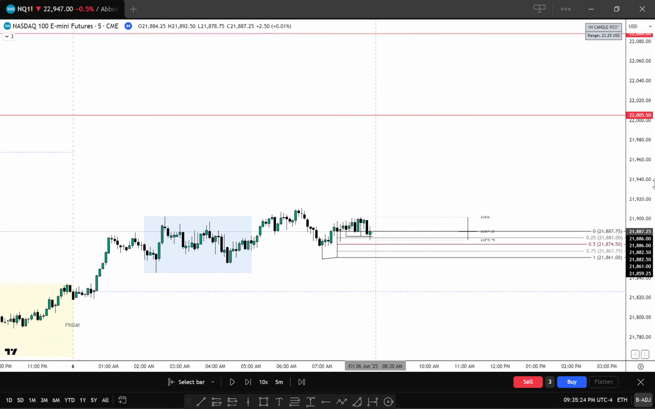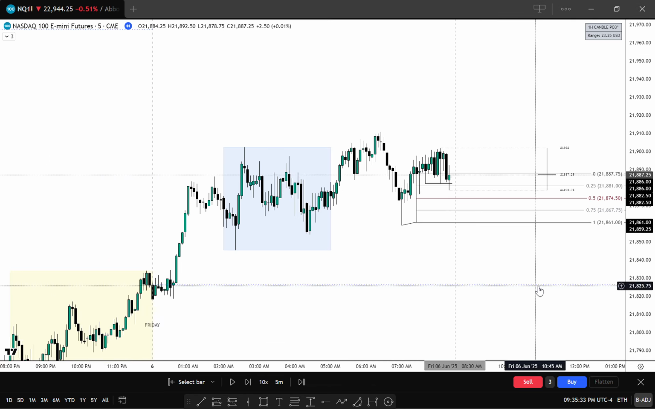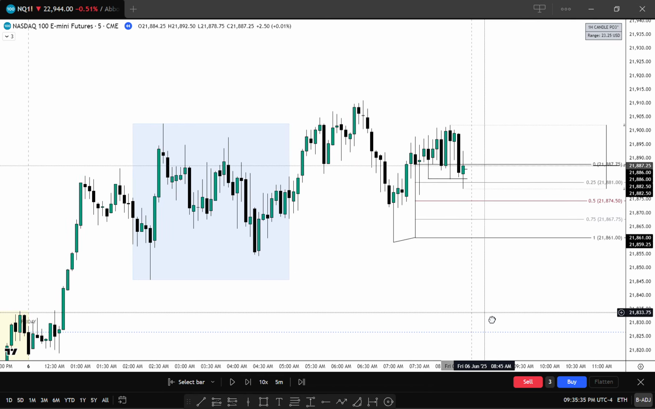Very obvious. It's not really rocket science. I'm not inventing new levels that nobody else sees on the chart. It's just obvious highs and lows that I'm targeting.